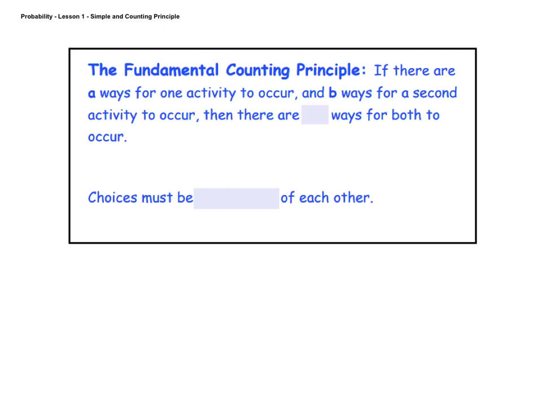Okay, second part of today is the fundamental counting principle. If there are A ways for one activity to occur and B ways for a second activity to occur, then there are A times B ways for both to occur. Choices must be independent. They can't overlap. That's what that means. And I'll show you what we mean in a second.